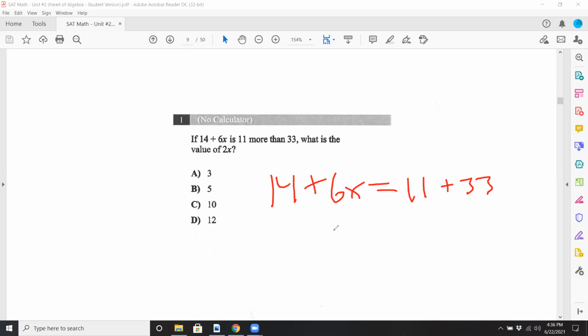I was actually watching the US Open over the weekend. It's like a 2-foot putt. It's super easy, like just tap it in. 6x equals 30, x equals 5.